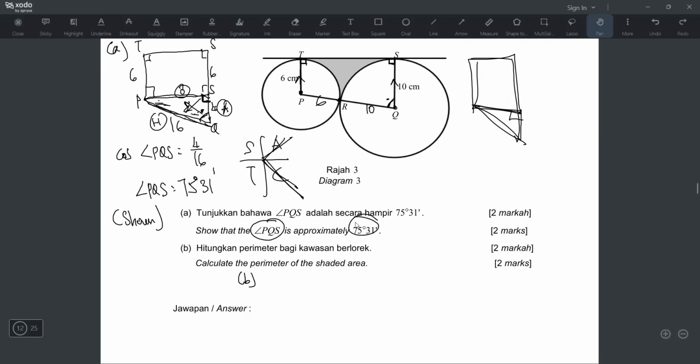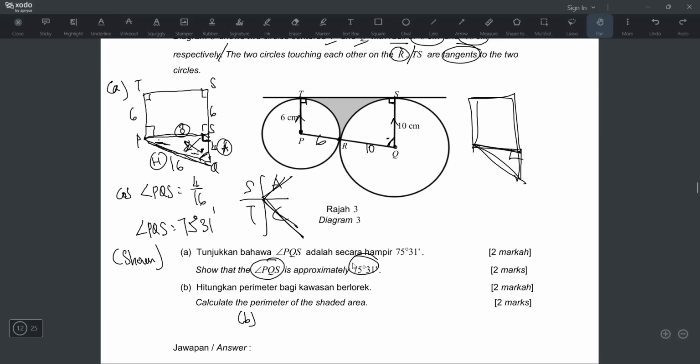Okay, yeah. Because if you are not knowledgeable about the degree minute thing, then you will, how to say, struggle on the A question lah, because you don't know how to write it, right? Yeah, so make sure you know that.